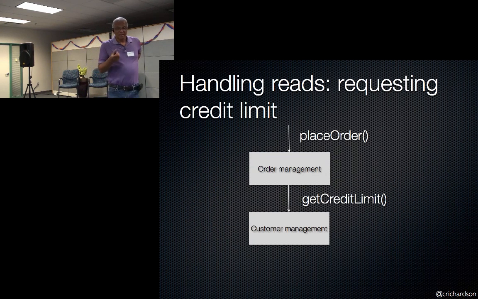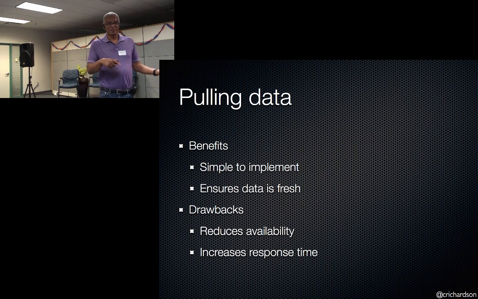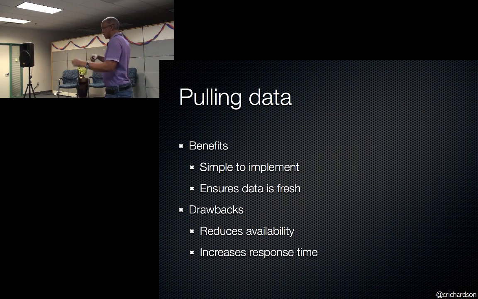So how can you handle reads? One option is that when the order management system is processing an order, it can just go get the credit limit from the customer and do the check. So that's the pull approach, right? On the one hand, that's simple to implement and ensures you've got up-to-date data, but now the order service is dependent on the customer service being up. So we've introduced this coupling, which increases latency and can also impact availability. So maybe that's not a good idea.